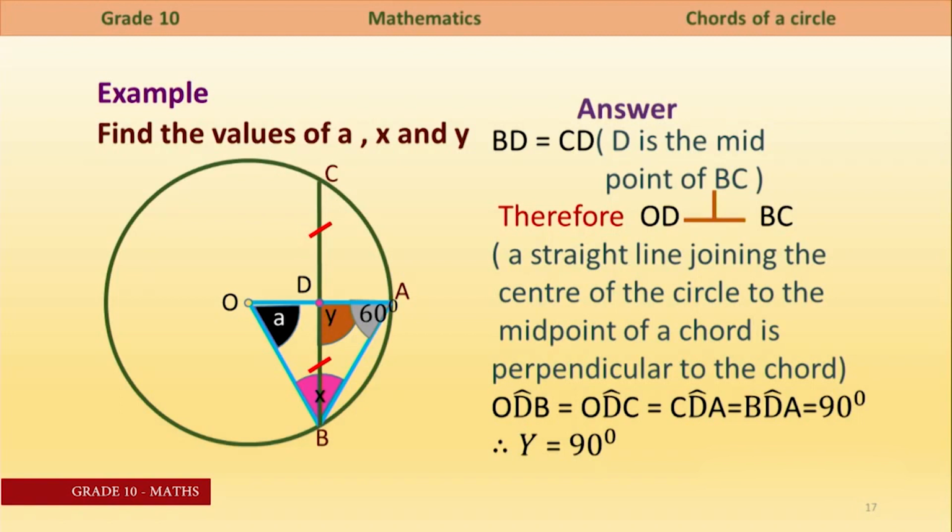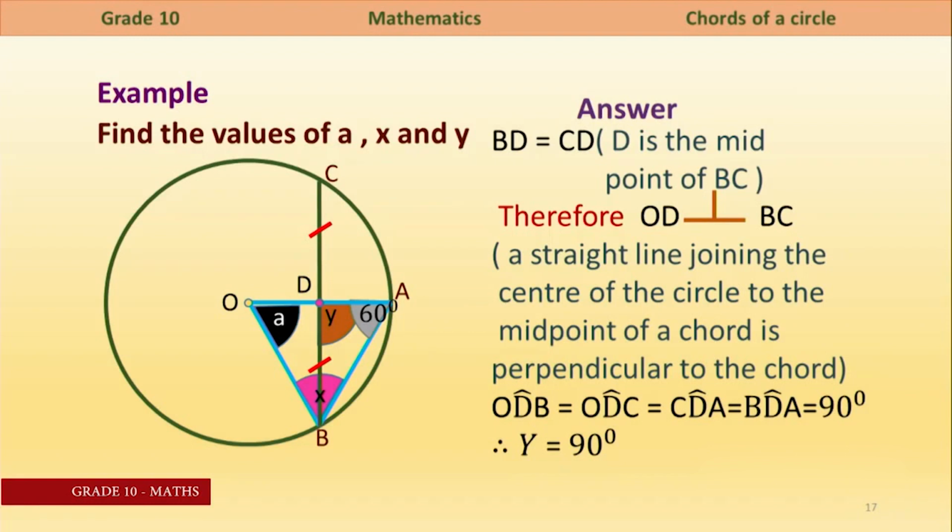So, we can say the value of Y. What's the value of Y? It is also 90, the BDA angle or ADB angle. Next, we can find the value of the angle X. How do we find the value of the angle X? Looking at the diagram, think about how we find that.